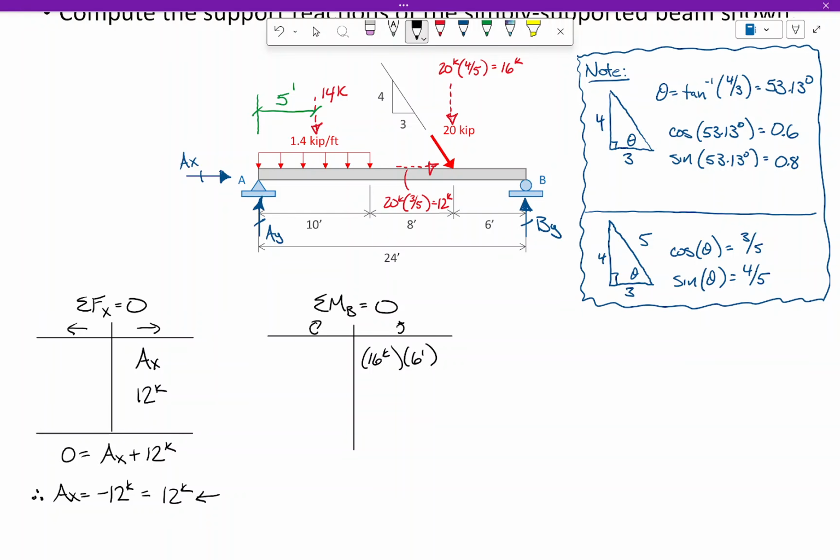All right, what about the 14 kips? Does it generate moment at B? Yep, and so that moment arm is what, 19 feet, right? Because it's 24 minus 5. So 14 times 19. And then that's going to be counteracted by AY times 24. Okay? I mean, is that accurate?